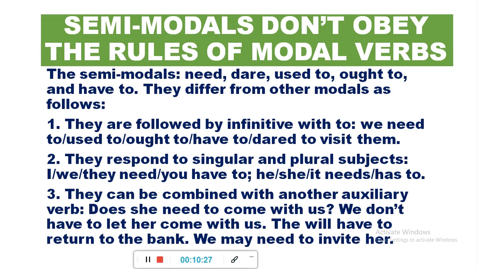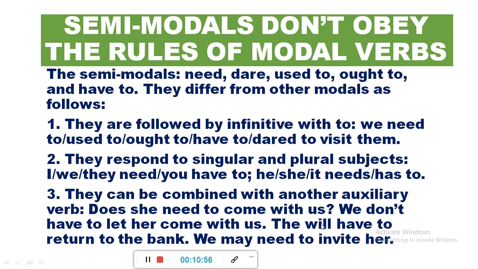All right, number 3, they can be combined with another auxiliary verb. Does she need to come with us? You can see, does she need to come with us? You cannot say, does she can to come with us? Does she would to come with us? Does she should to come with us? It cannot work. So we can see how this set of modals differ from the other set of modals.